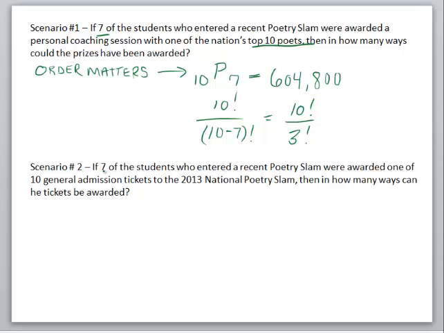Okay, scenario number 2. If 7 of the students who entered a recent poetry slam were this time awarded one of just 10 general admissions tickets to the 2013 National Poetry Slam, then in how many ways can the tickets be awarded? Well, in this particular case, I just have 10 general tickets. When I go to give a ticket to the first person, it will not be any different than the ticket that I give to the 3rd person or the 7th person. In this case, the order does not matter.